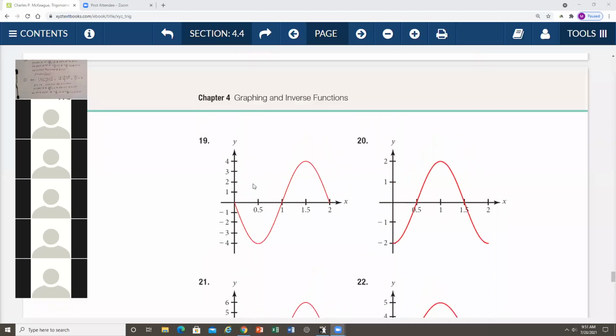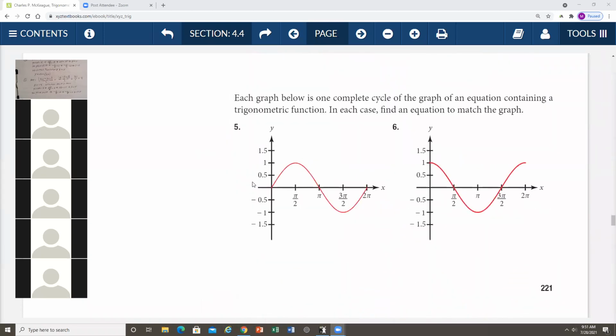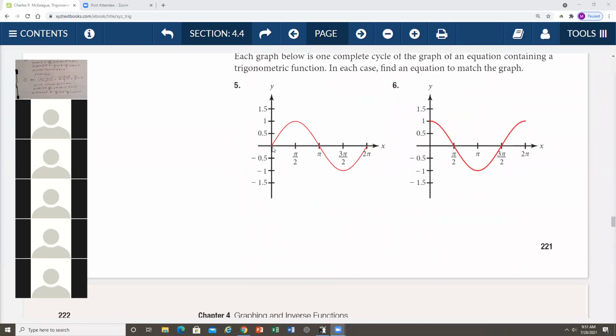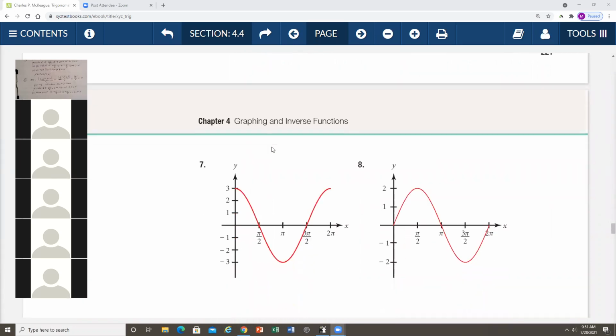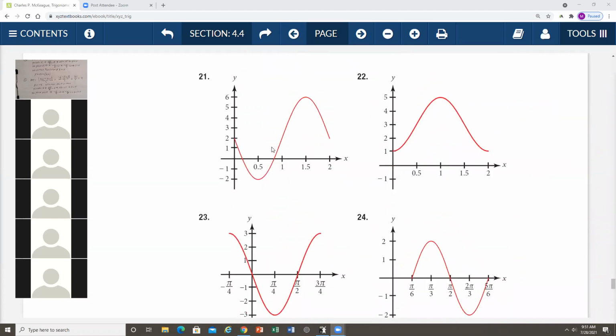Vertical translation. Has our graph been translated vertically? Notice with the graph of the basic sine function way back up here with number 5, the graph starts on the x-axis at (0, 0). Starts on the x-axis. But notice number 21, our graph does not start on the x-axis. It starts up here at y equals 2.